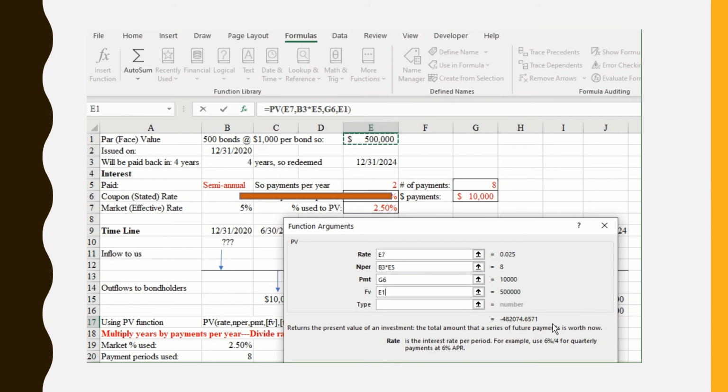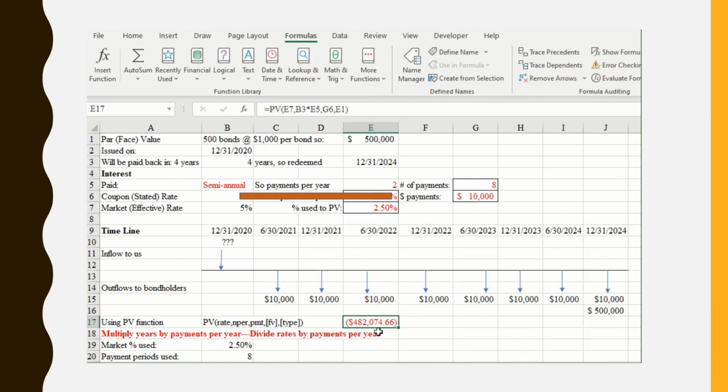So you can see here you've got a present value. Looks like everything's okay. I'm going to go ahead and say okay. So the price of that bond is a little over $482,000. If I want to make it positive, just put a little negative sign there, and that would make it a positive number. So that's how you price the bond with semi-annual interest.